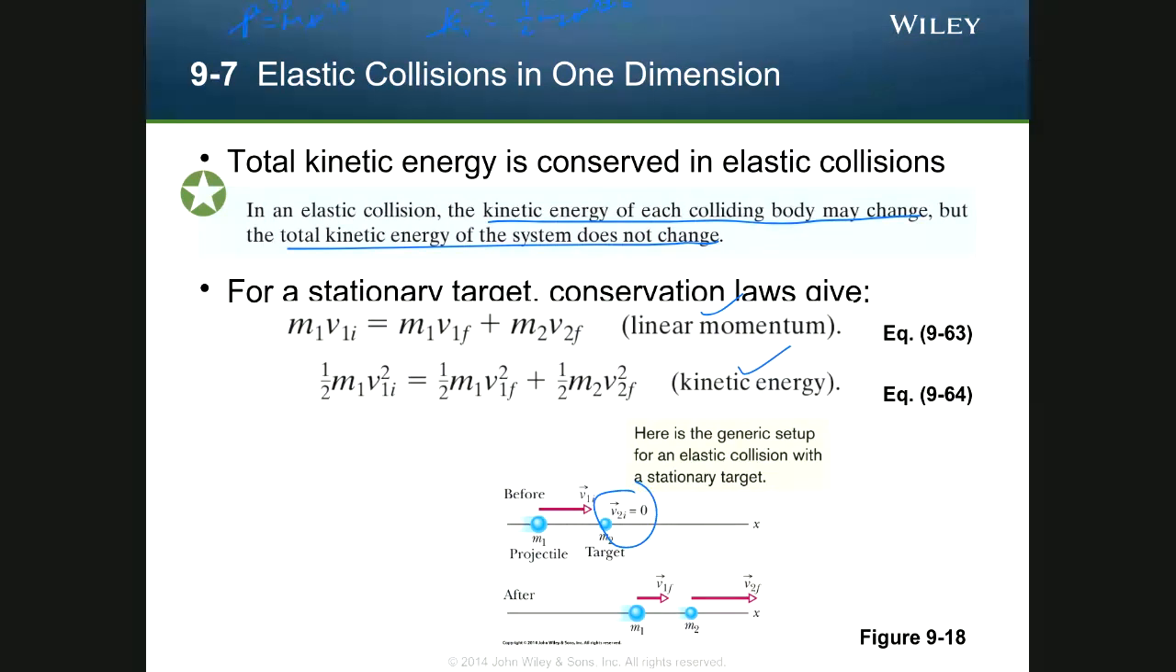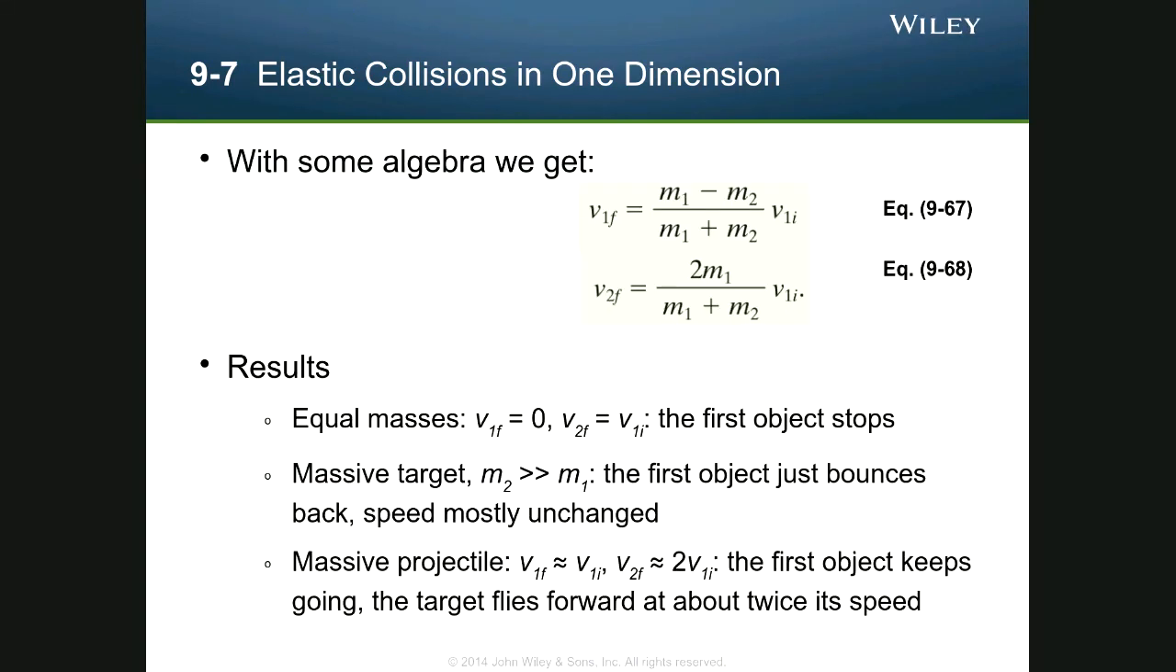Now you'll notice at the end they don't stick together; they each have their own individual speeds, right? So there are 2 terms at the end here. And we're going to see that this can get kind of complicated very fast. So with some algebra, which I'm not going to do because algebra is awful, you can get the final velocity of each in terms of the initial velocity of each, right? So you can get v1 final in terms of v1 initial. You can also get v2 final in terms of v1 initial.